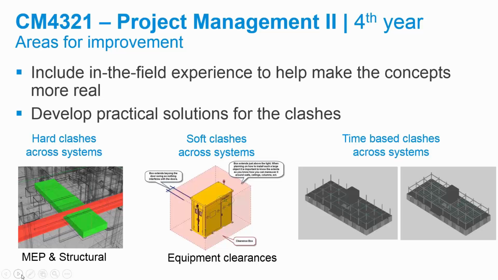For example, the students were good at detecting and resolving hard clashes across the systems, but they did not think about other potential clashes if they moved that specific object. This is why it is important to discuss 3 different types of clashes, including hard clashes, soft clashes with clearances, and time-based clashes across systems.